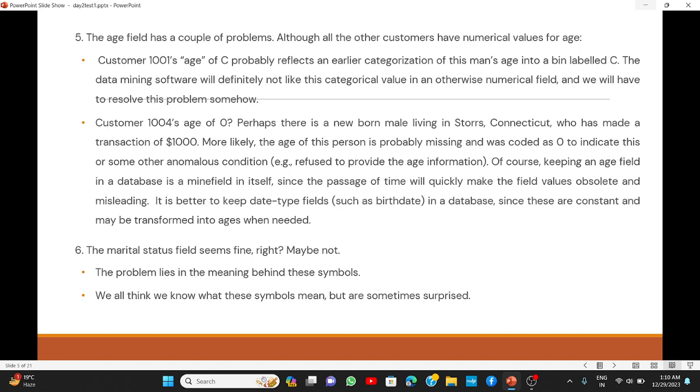Sixth, the marital status field. Seems fine, right? Maybe not. The problem lies in the meaning behind these symbols.